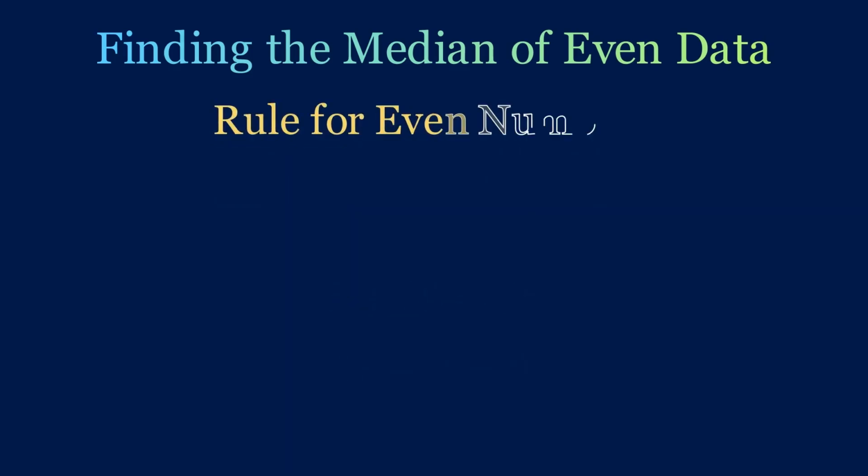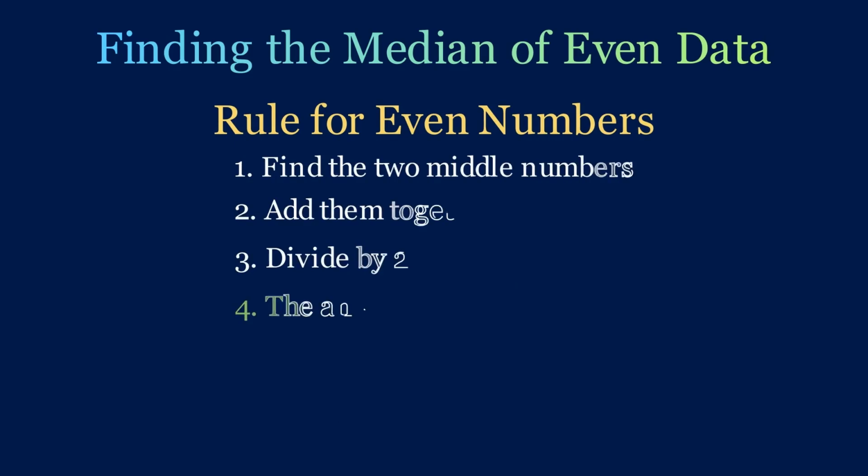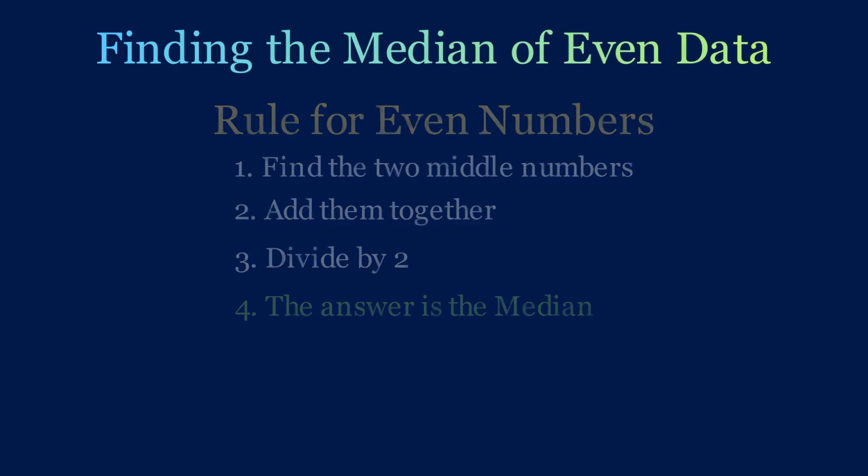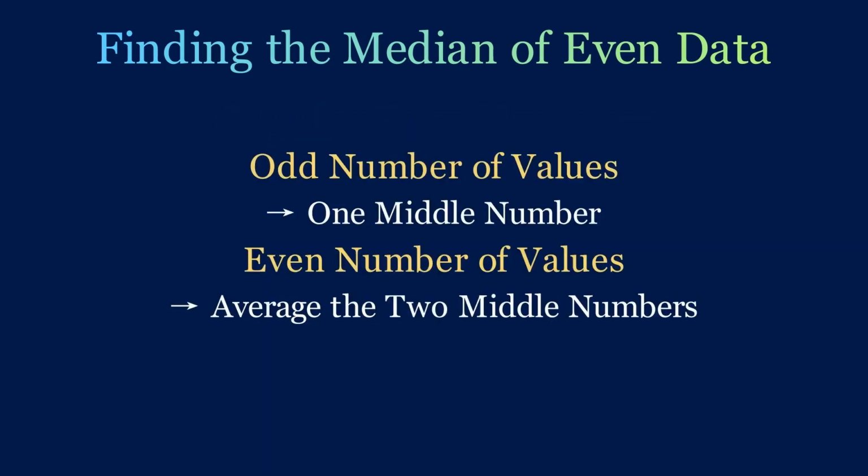If there is an odd number of values, there is one middle number. The middle number is the median. If there is an even number of values, there are two middle numbers. Add the two middle numbers together and divide by 2. The answer is the median. Let's review. Odd number of values, one middle number. Even number of values, average the two middle numbers. Great job. You now know how to find a median, whether the data set contains an odd number of values or an even number of values.